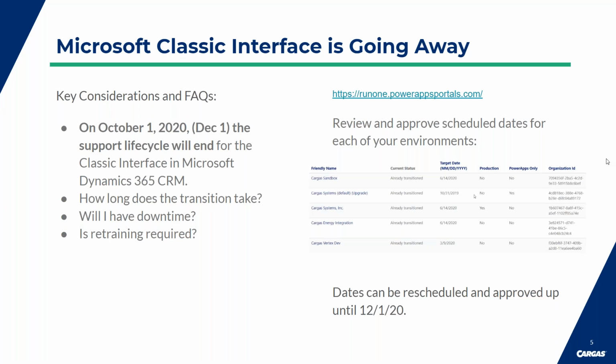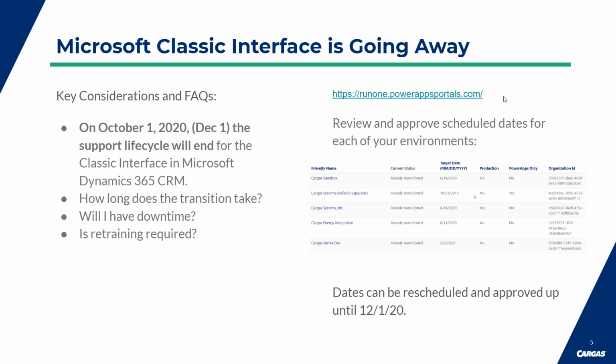And then the last section of this slide here is how. So Microsoft has created a unified interface transition portal. I have the link here, which you will have access to. And you'll be getting emails directly from Microsoft, which will link you to this as well. But what that portal allows you to do as either the global admin or the Dynamics 365 admin is to go out, review your target dates for when Microsoft intends to roll out this change for your environment.